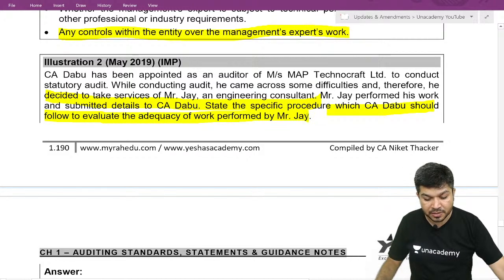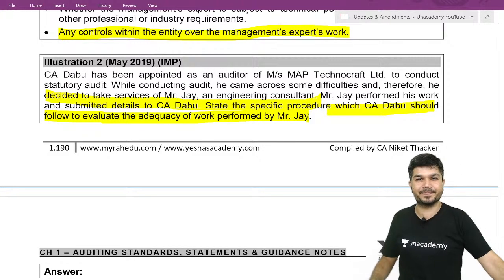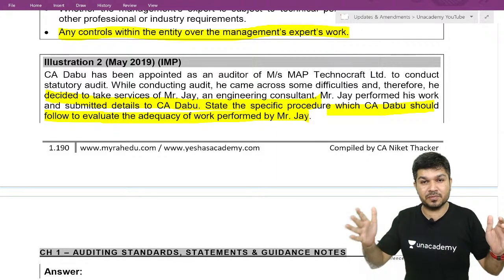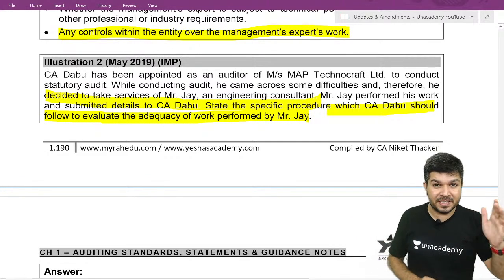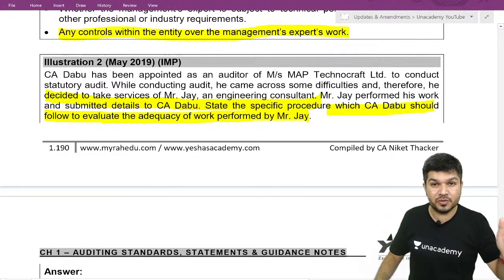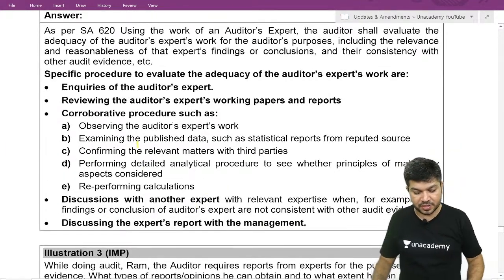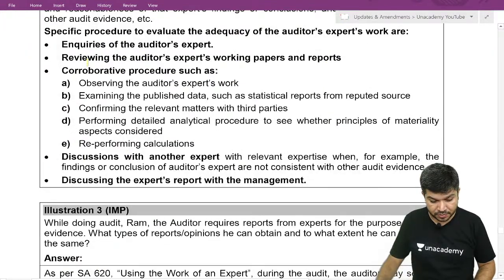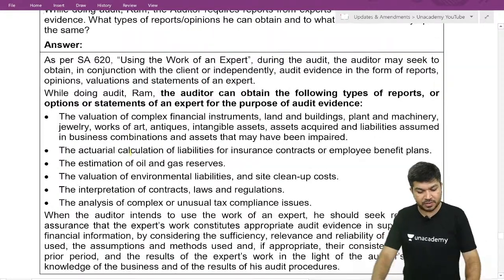How will I evaluate the adequacy of the work of the expert? Requirement number 6. How will I understand the adequacy of his work? I need to see the relevance and reasonableness of his work and whether it is matching with my other audit procedures. Then the data used by him, the assumptions used by him, the method used by him, they are all proper or not. That is the answer.